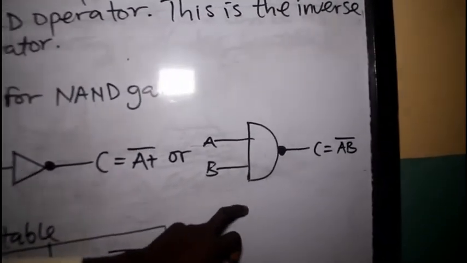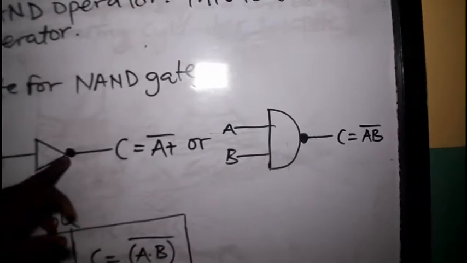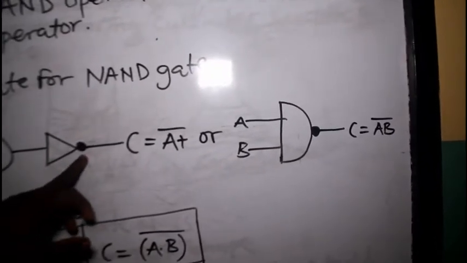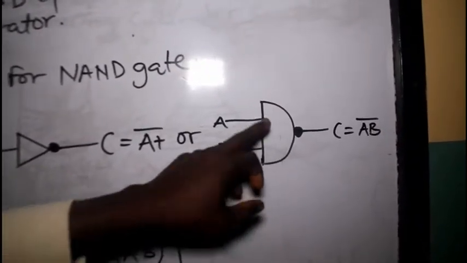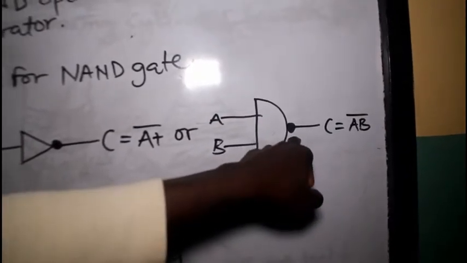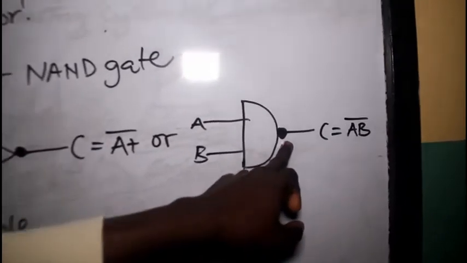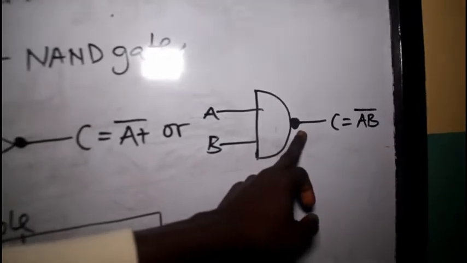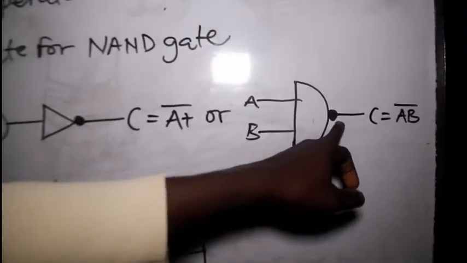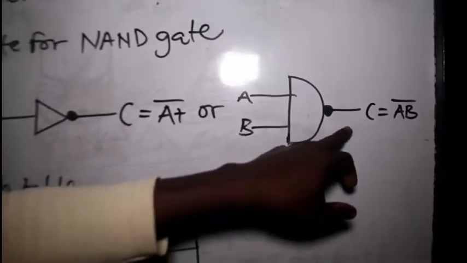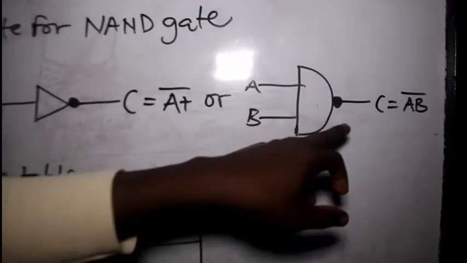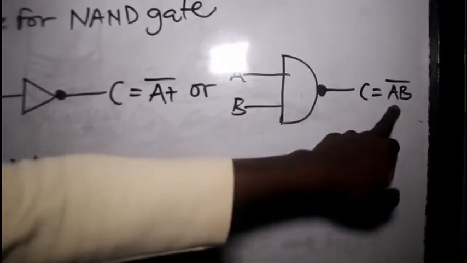It's the same thing as saying that here we put the bar only on the NOT gate, but the original symbol for a NAND gate looks like an AND gate with a small dot there. This small dot on the symbol is what is referred to as a bar, which stands for the negation or the inverse of whatever the output is. So that means C equals A·B with a bar.